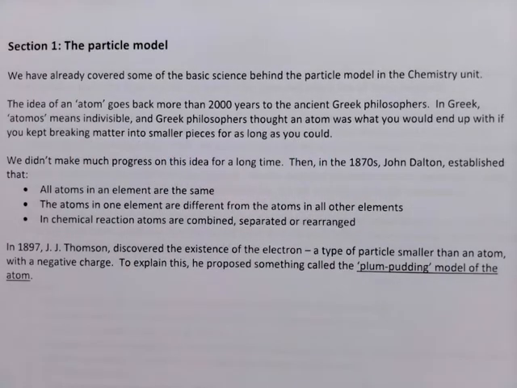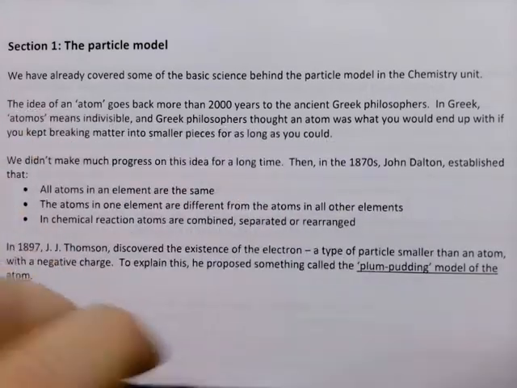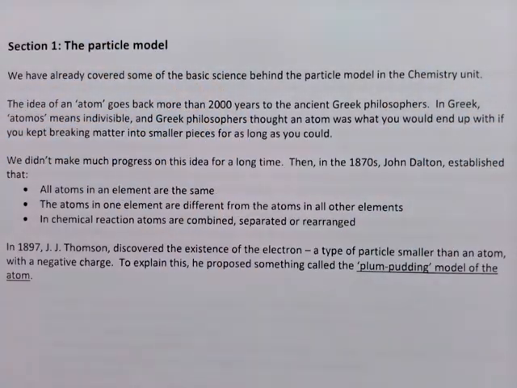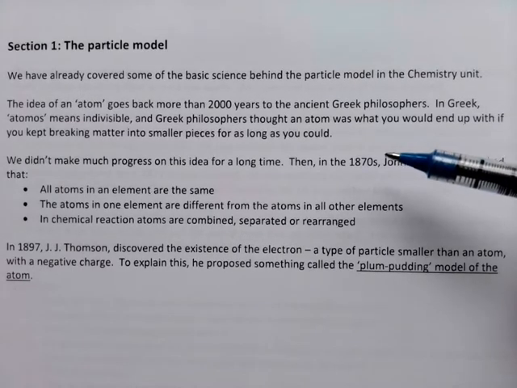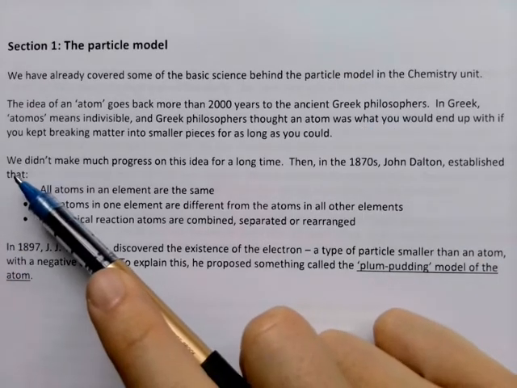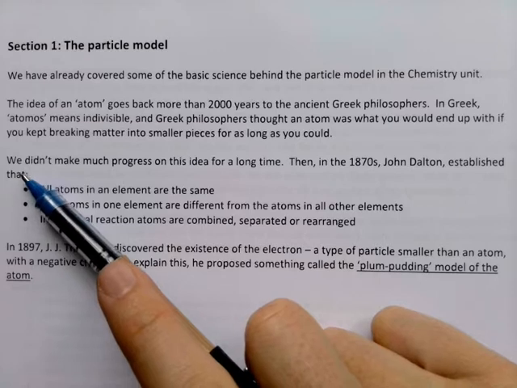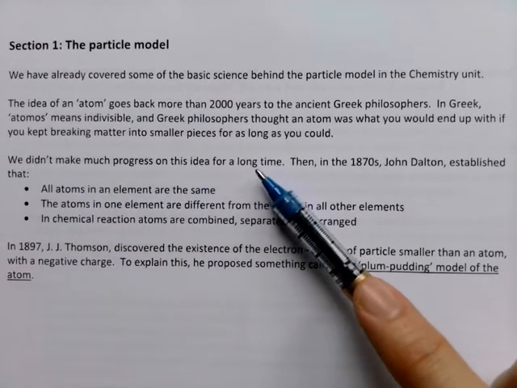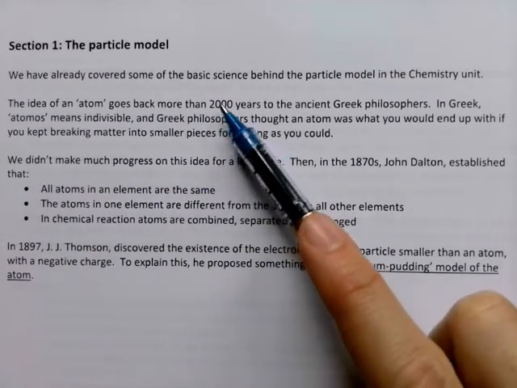So let's imagine if I take my ruler and I snap it in half, and then I snap that half in half, and I snap that quarter into a half, and I keep doing that until I can't do it anymore, and I get these tiny, tiny pieces. They thought that was an atom. Now, that wasn't right, but it was a good idea. Interestingly, we didn't make much progress on this idea for a long time. This is about 2,000 years ago.